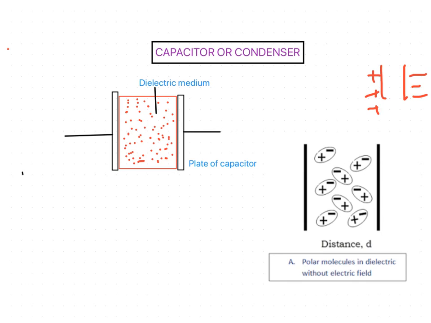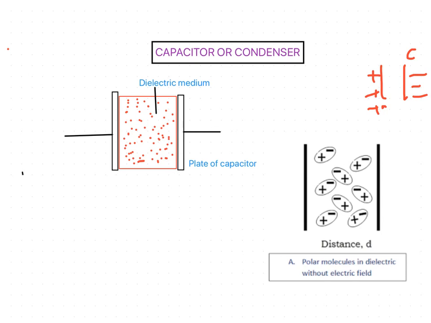So when you bring one charged conductor to another conductor, the other conductor stores more charges, especially if it holds the opposite electric charge. So this is the principle involved in the capacitor.